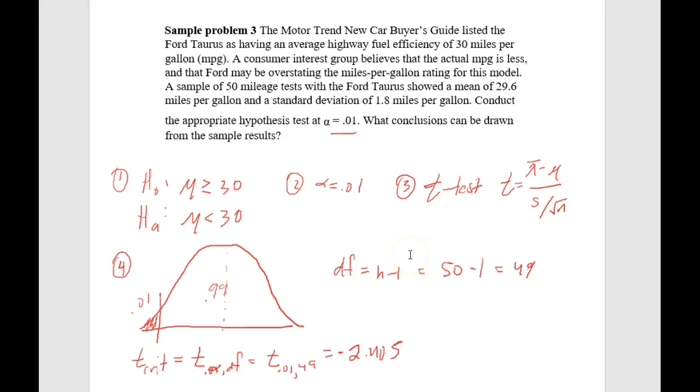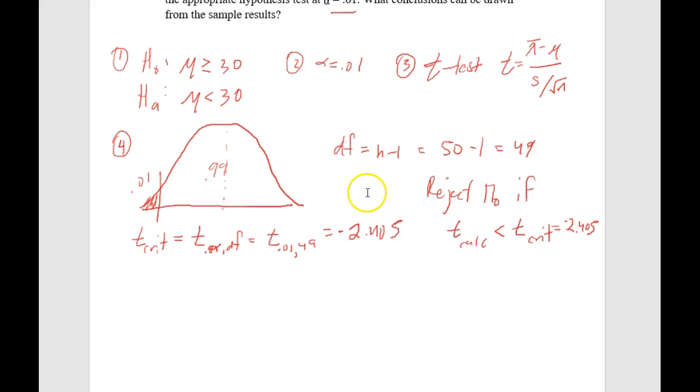Okay. So now, we've shown our rejection region, and then let's just write our rejection rule. So we'll just say reject H naught if t calc is less than t crit. Okay? And that t crit is equal to negative 2.405. So we've established our rejection region that we're supposed to do in number 4.